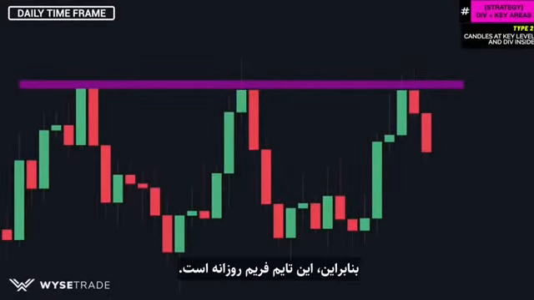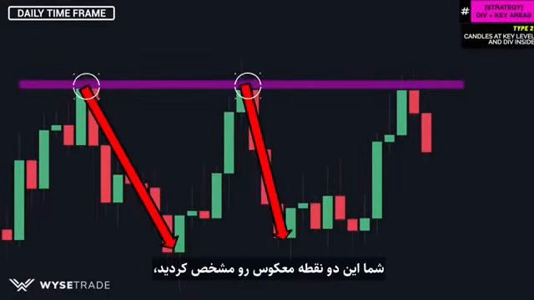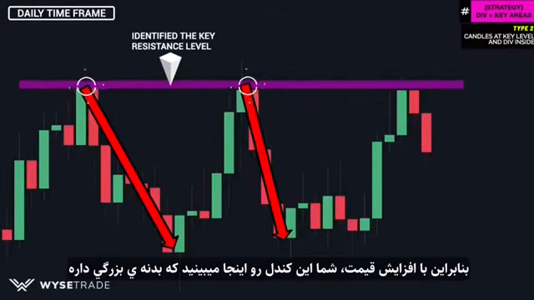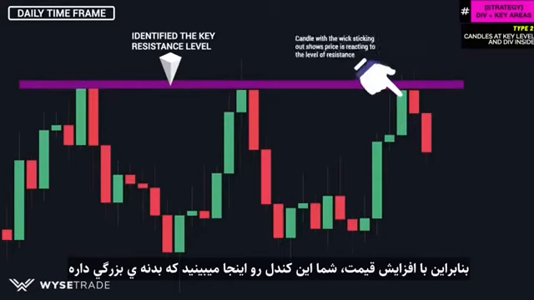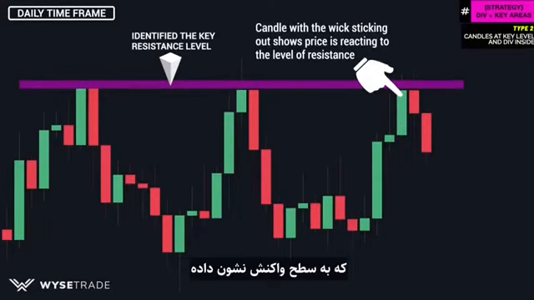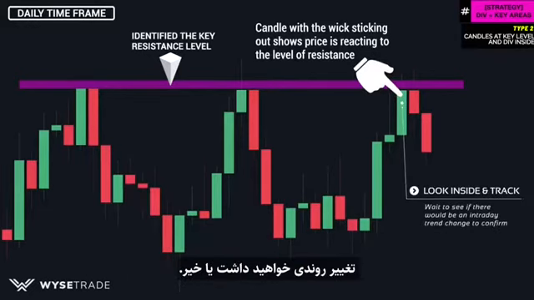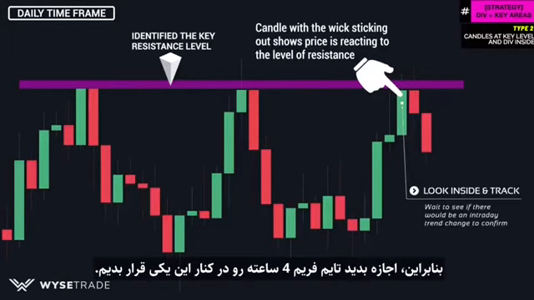So this is the daily time frame. You again spotted these 2 reversal points, giving you your key level of resistance. So as price came back up, you had this candle here with the wick sticking out, showing a reaction to the level. It's at this point that you would look inside of this candle and start watching the lower time frames and wait to see if you would get a trend change. So let's put the 4-hour time frame beside this one.